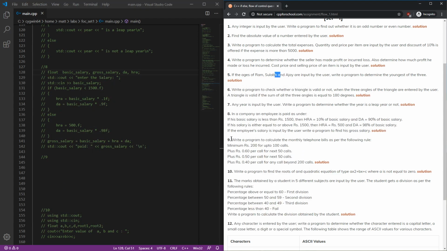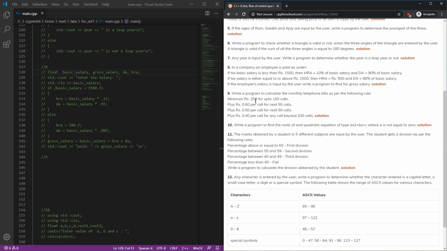It says, write a program to calculate the monthly telephone bills as per the following rule. Minimum Rs 200 for up to 100 calls, plus Rs 60 cents per call for the next 50 calls, plus Rs 50 cents per call for the next 50 calls, plus Rs 40 cents per call for any call beyond 200 calls. I'm going to be honest with you, I have no idea what Rs means. I'm guessing it's just a variable and they just decided to call it Rs. Beats me. Anyway, let's code up the solution.